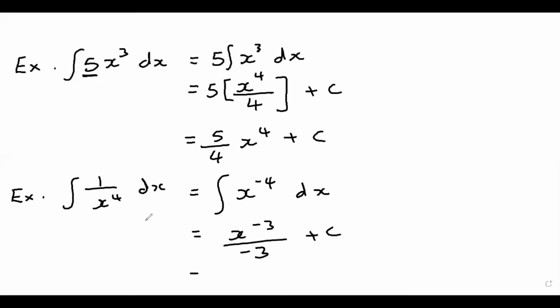So now because we started off with the power of x being positive, we would now need to take this back down below the division sign. So we'd have 1 over minus 3 x cubed plus c. And you can put the minus sign here. And that would be the answer.